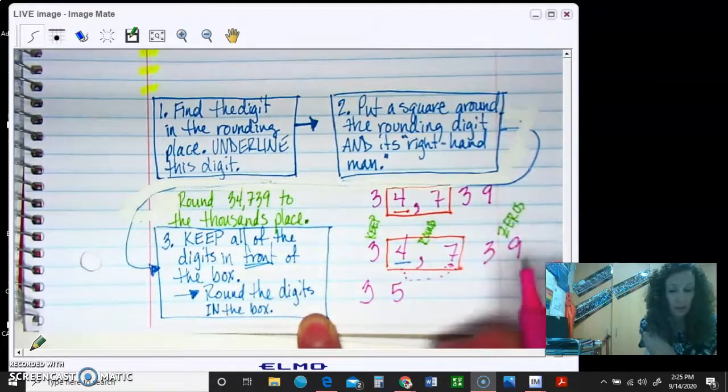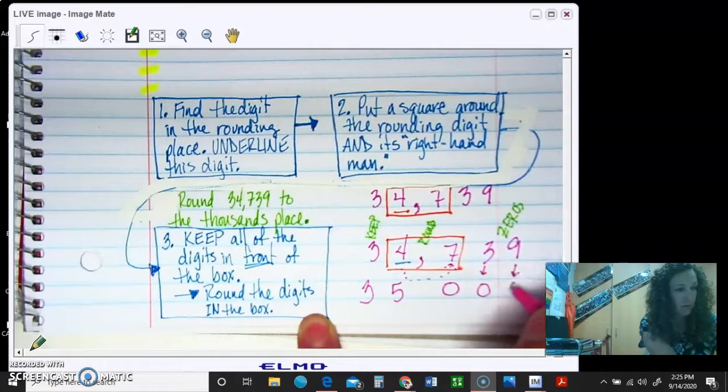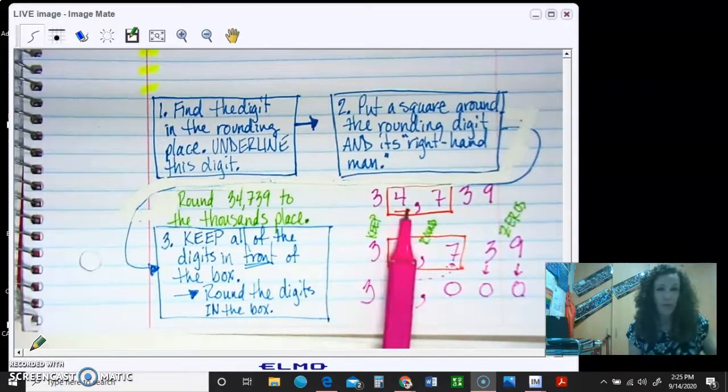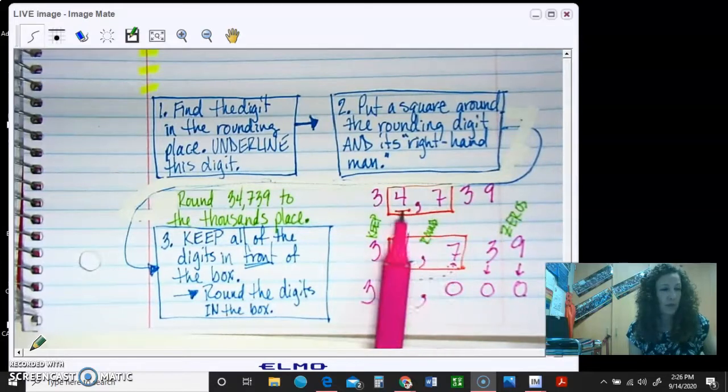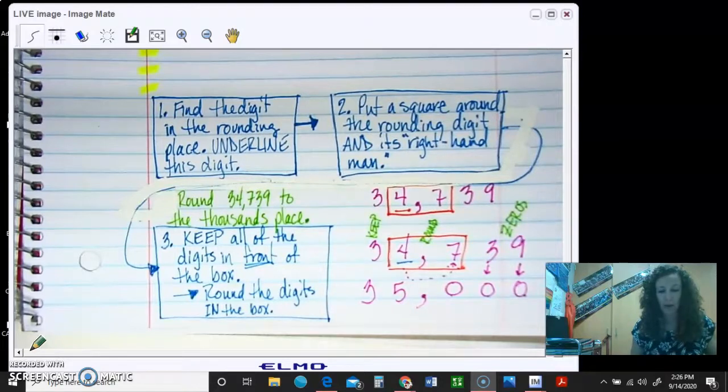And now we need placeholders. 0, 0, 0. 1, 2, 3. So 34,739 rounded to the thousands place becomes 35,000. Okay, we will be practicing this.